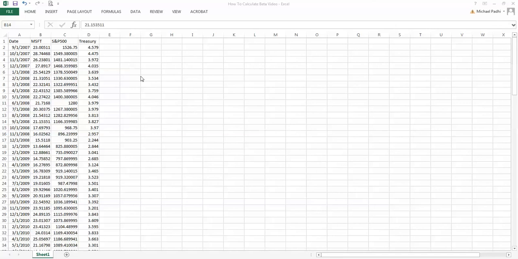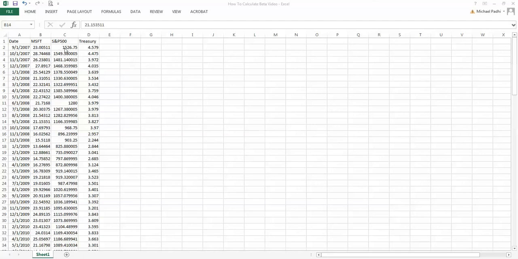In this video, we are calculating beta using the data we collected from the previous video. The first step is to make sure that the data is listed in ascending order by the date. We see that that is true. The oldest date is at the top. We want to calculate the returns in Microsoft stock and in the S&P 500 on a monthly basis, and also the risk-free rate on a monthly basis.